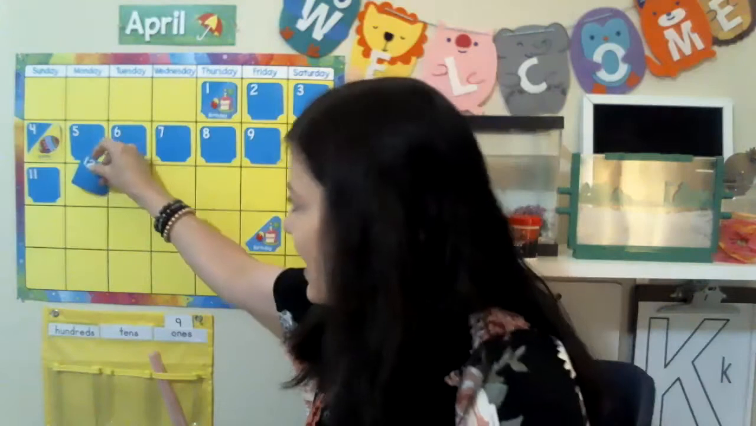The month is April. Looks like we're almost halfway through April, but let's start right here and count. One, two, three, four, five, six, seven, eight, nine, 10, 11, 12. Today is April 12th. Can you say that? April 12th. The year is 2021.